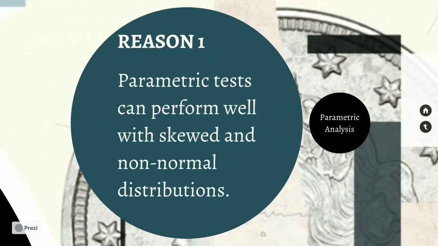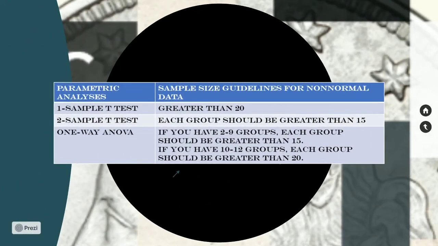First reason is that parametric tests can perform well with skewed and non-normal distributions. This may be a surprise, but parametric tests can perform well with continuous data that are non-normal if you satisfy the sample size guidelines in this table. These guidelines are based on simulation studies conducted by mathematicians of Minitab. So when you use a one-sample t-test, make sure that the sample size is greater than 20. For two-sample t-tests, each group should be greater than 15, and for one-way ANOVA, if you have 2 to 9 groups, each group should be greater than 15. If you have 10 to 12 groups, each group should be greater than 20.